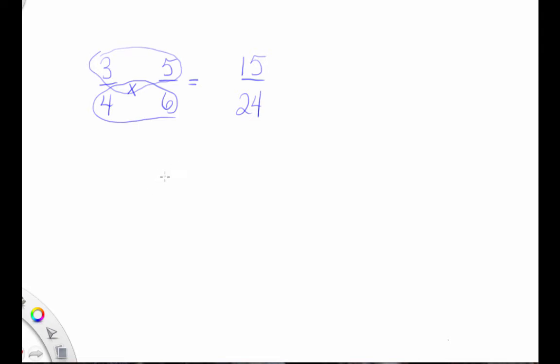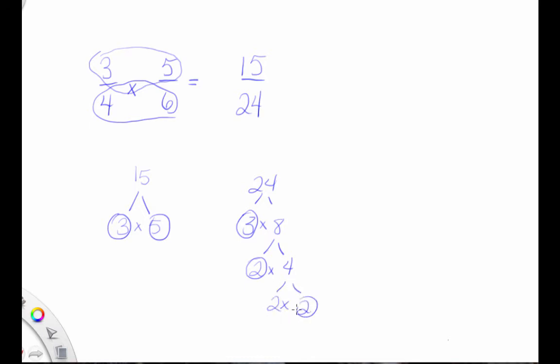We can also find out the GCF by using prime factorization, for those of you who need a reminder of how to do that. 15 can be broken up into 3 times 5, and both of those are prime numbers. 24 can be broken up into 3 times 8. 3 is prime, but 8 can be broken up into 2 times 4. 2 is prime, but 4 can be broken up into 2 times 2.